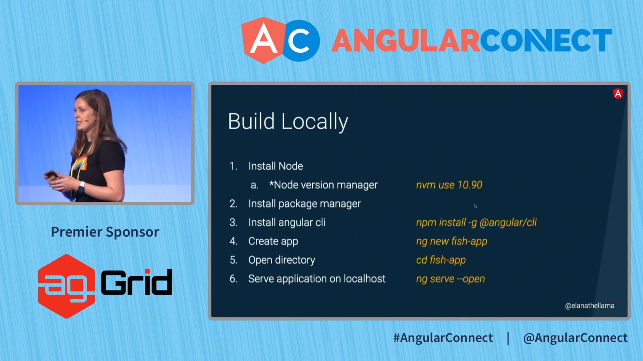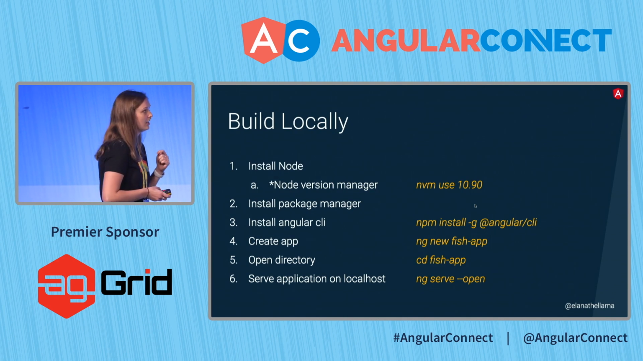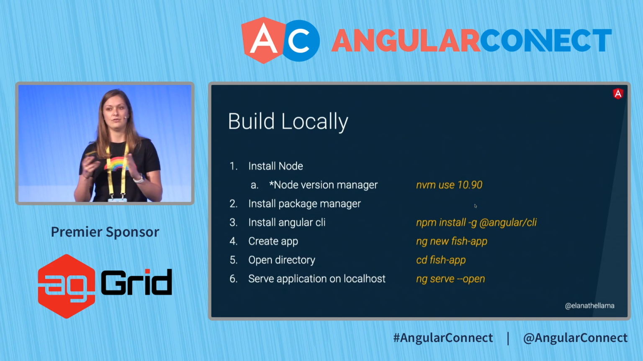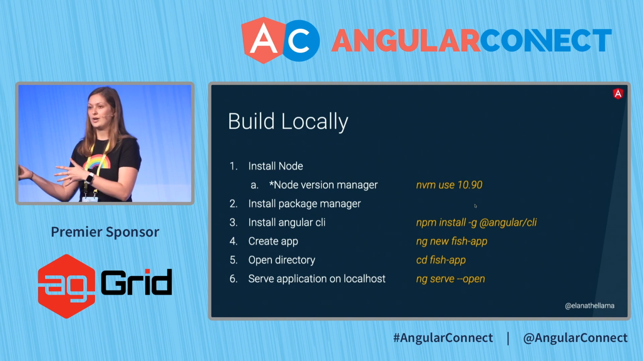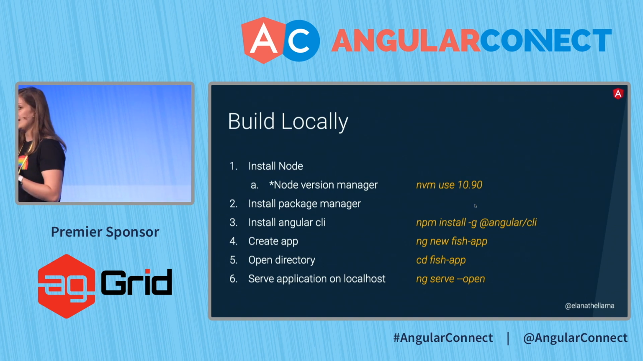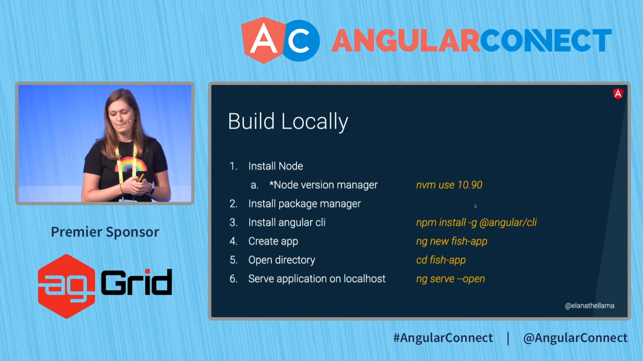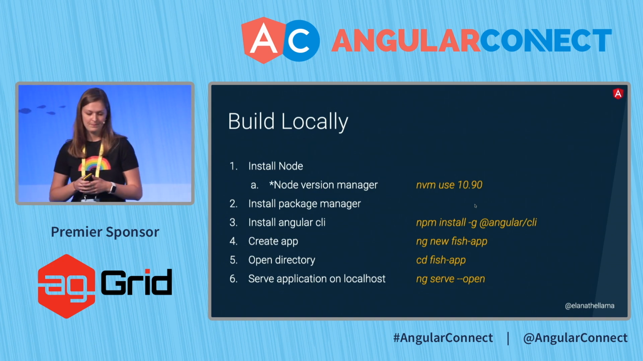So to build locally, you first need to install Node. You can install what's called NVM, or Node Version Manager, if you want to have lots of different Node versions for different projects. That way, on this one project, I can use Node version 8, and on another project, I can use Node version 10. And you can switch really easily, but this is an optional requirement.